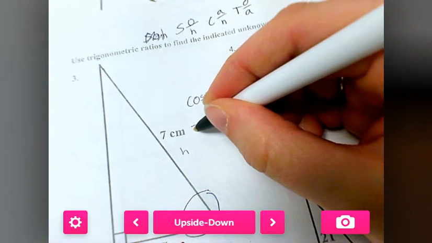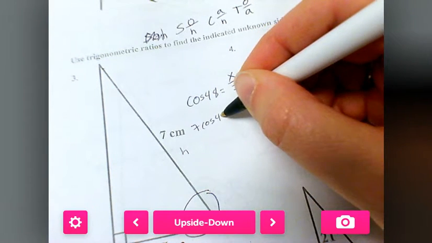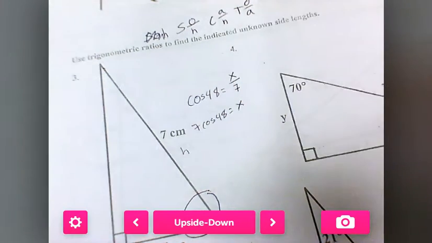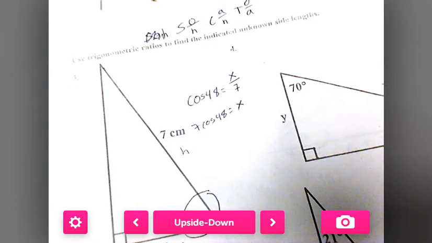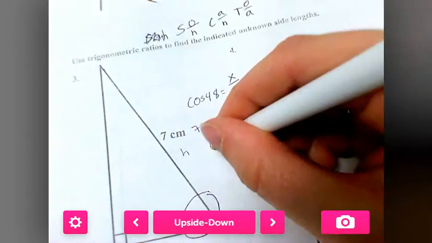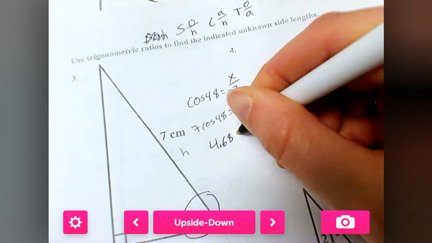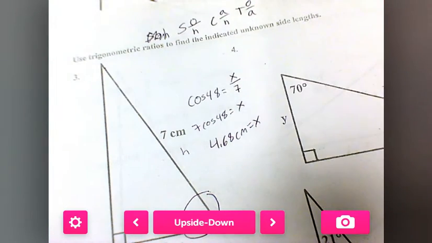So I get 7 cosine 48 equals x. So I'm going to put that in my calculator, 7 cosine 48, and I get 4.68 centimeters equals x.